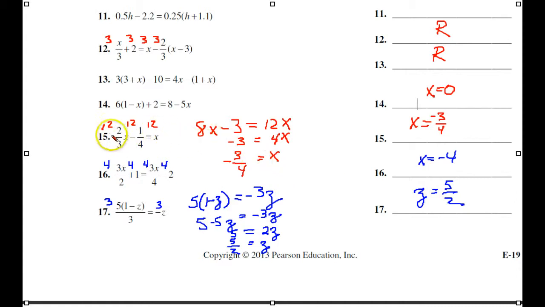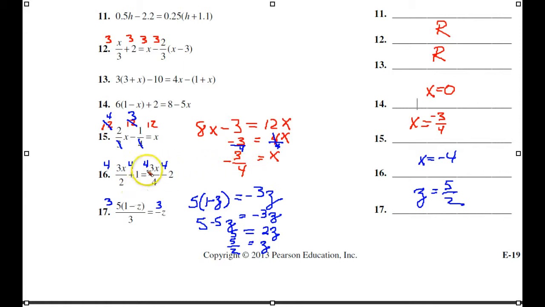Looking at number 15, our common denominator will be 12. So again, multiply each term by 12. So here this cancels out, and this gives me a 4. This cancels out, and this gives me a 3. So 4 times 2x is 8x. A negative 3 times 1 is a negative 3. And this just becomes that. I'm going to subtract 8x from both sides. I get 4x equals a negative 3. Divide both sides by 4. Again, the 4's cancel out.